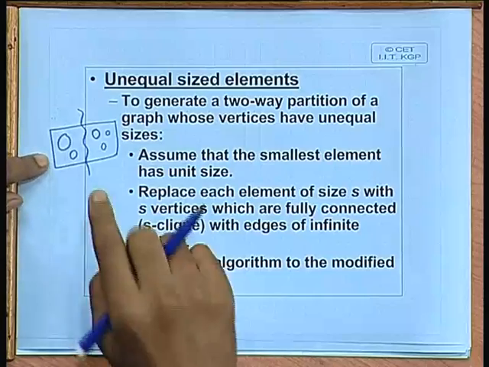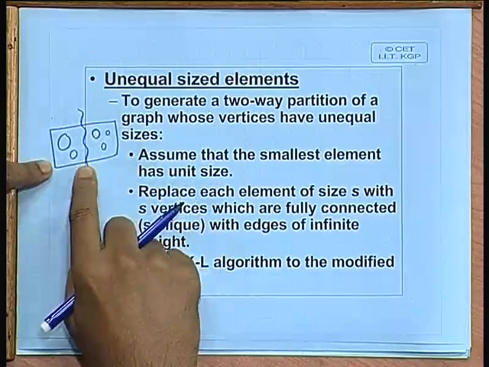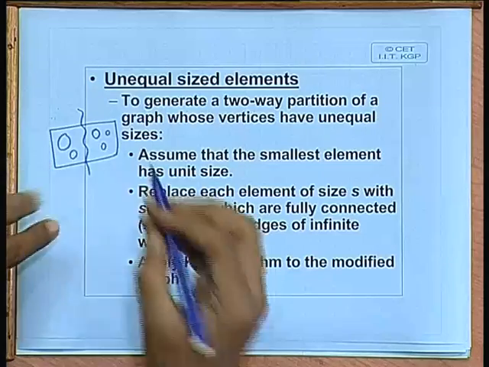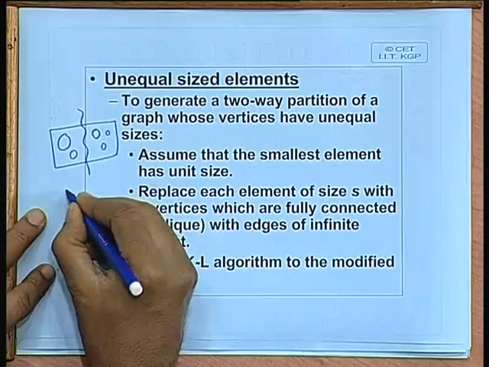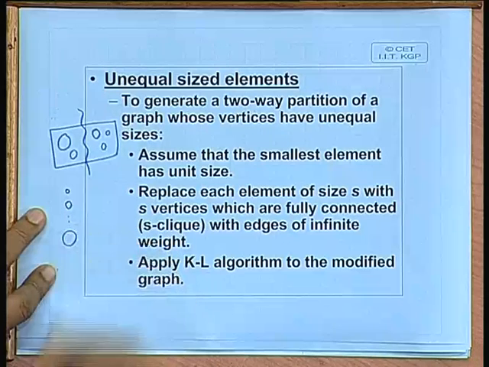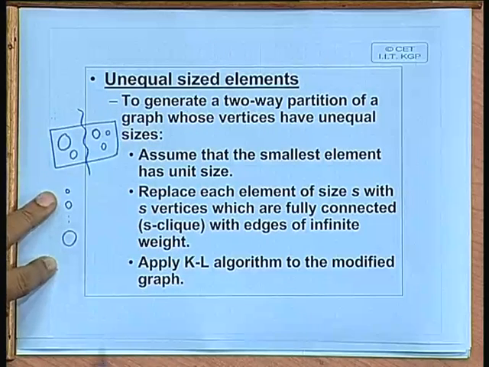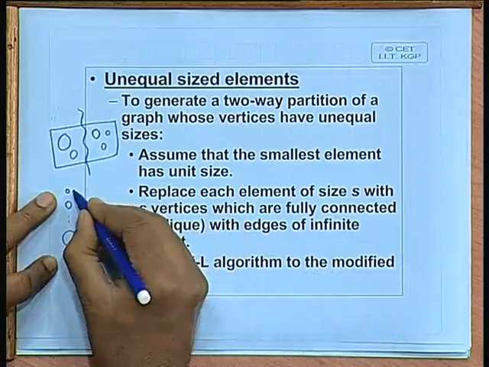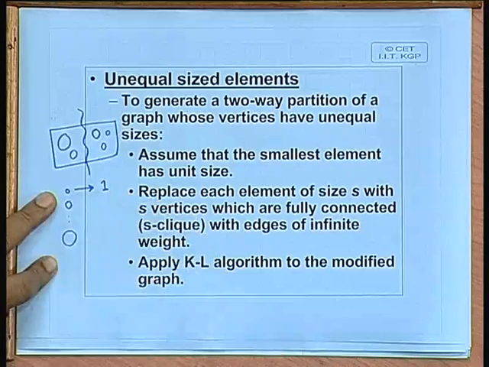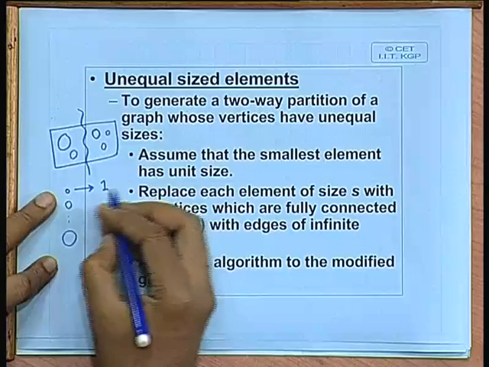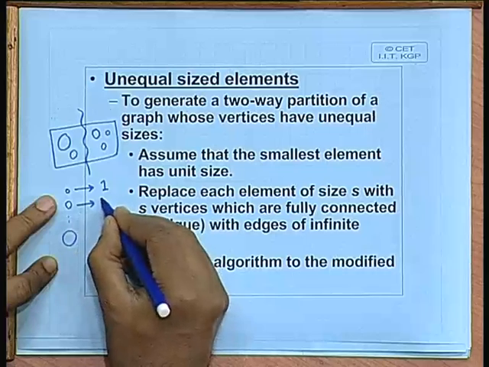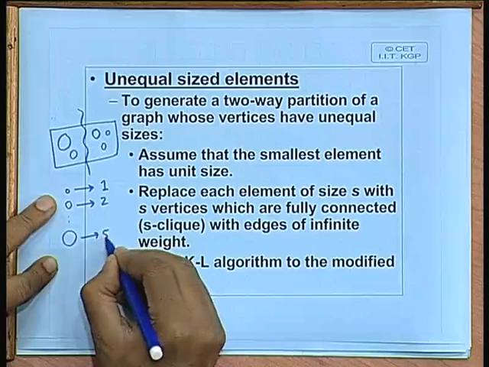Now, let us see how we can represent this in the graph so that you can apply the conventional Kernighan-Lin algorithm. Looking at the sizes of the nodes, it can be the smallest, slightly bigger, or bigger. So, here we assume that the smallest node has unit size. Now, with respect to the size of the smallest node, we can assign sizes to the other nodes, say this is 2, this is say 5 and so on.